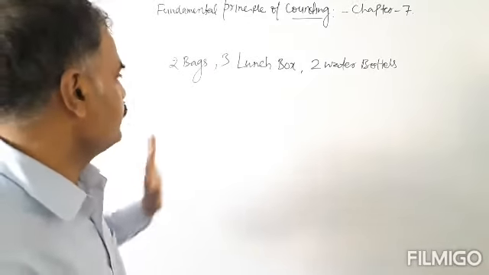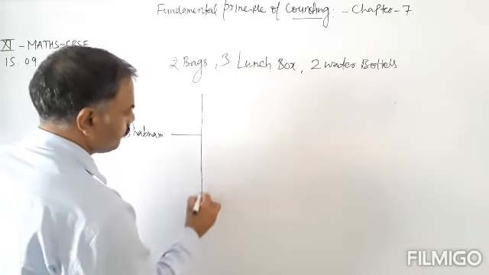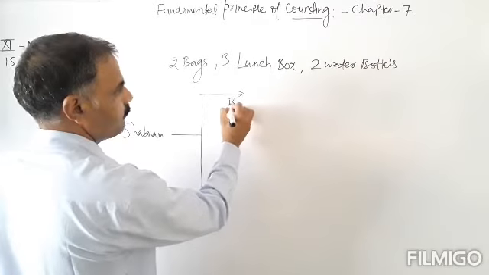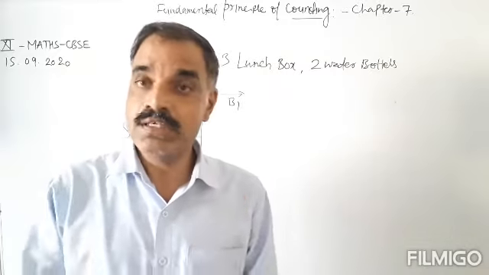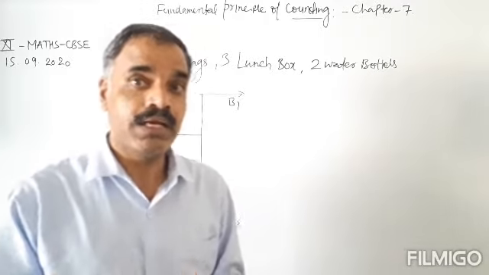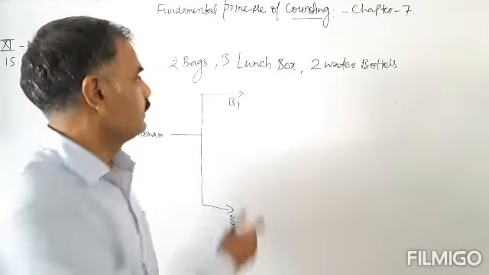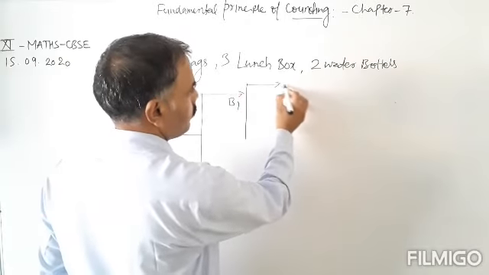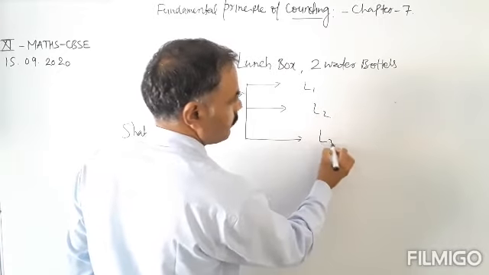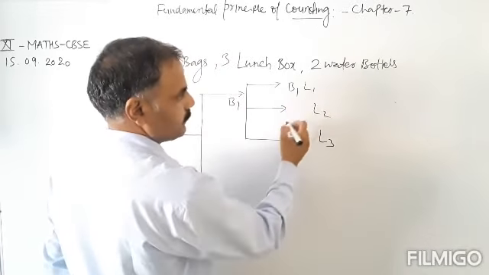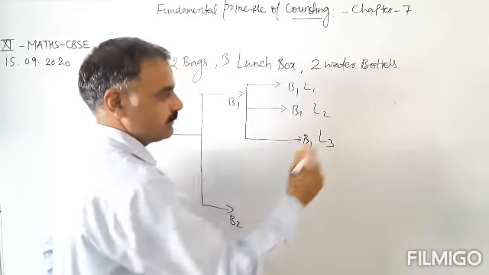So when we arrange this, Sabnam has 2 bags, which means B1 and B2. This is the arrangement of bags. Now with each bag, she has 3 lunch boxes: lunch box first, lunch box second, and lunch box third. So bag first with lunch box first, bag first with lunch box second, and bag first with lunch box third.